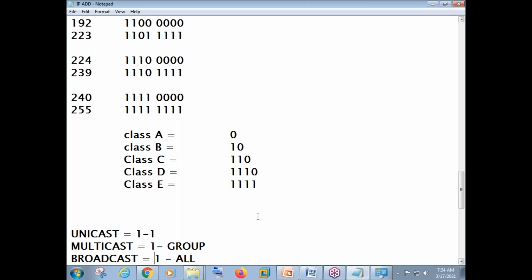And class E, as we know, is there for research and development. Research and development means some government sectors. They will use these addresses. Research organizations will use these addresses. So these addresses we cannot find over the internet. D and E means no website or device can use these addresses. These are used for special purposes.